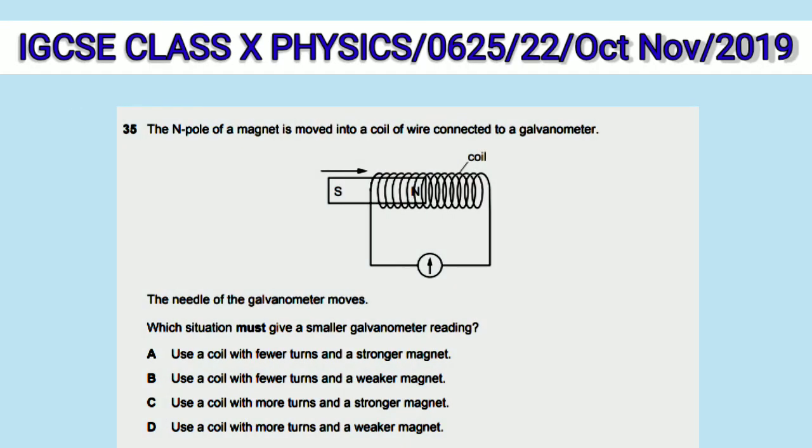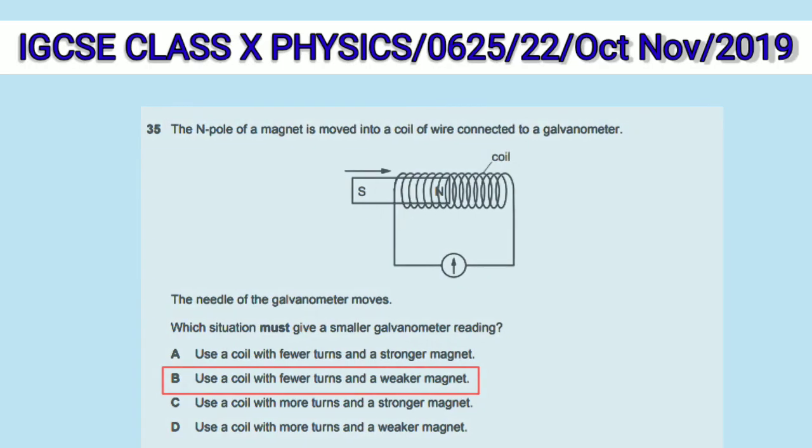Question 35. The north pole of a magnet is moved into a coil of wire connected to a galvanometer. The needle of the galvanometer moves. Which situation must give a smaller galvanometer reading? If the number of turns is increased or a stronger magnet is used, it will give more galvanometer reading. But here we want smaller galvanometer reading. So correct answer is option B. Use coil with fewer turns and a weaker magnet.